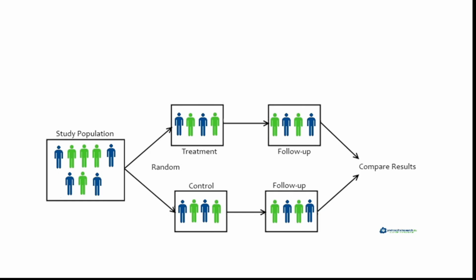So you can see a very simple diagram. You've got your study group of people who are randomised into one of two groups or more. And the idea being that if you randomly allocate a sufficiently large group of people, the known characteristics and unknown characteristics or factors that may impact on the intervention will be evenly distributed between the groups.